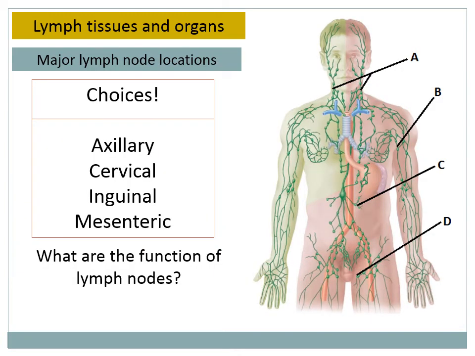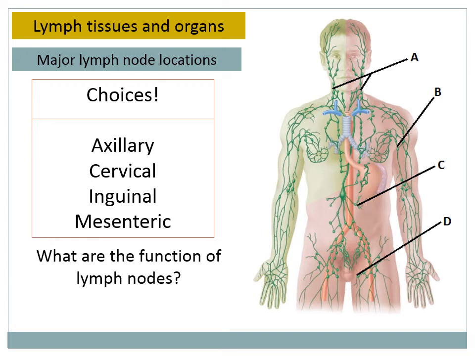So we have some major lymph node locations here. Again, I told you at the beginning, learning certain things right away will help you out so much in the last part of the semester. So we have A, B, C, and D. I have some choices over to the left for you. What is A?